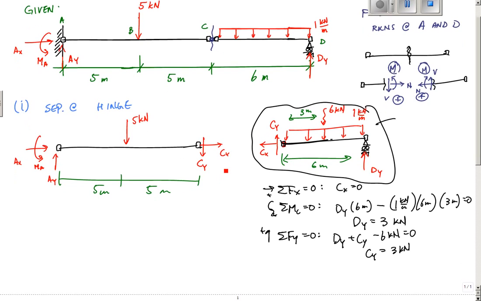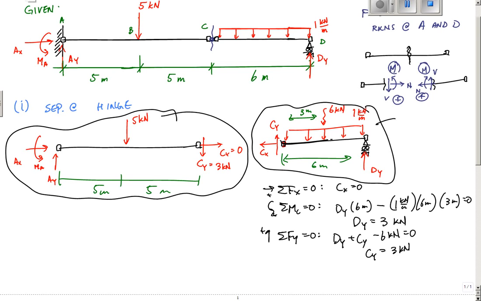Now I can apply this over here. So I don't mess around with the directions of the arrows or anything, but I do know that Cx equals 0. Cy equals 3 kilonewtons, right? And now I can go to this free body diagram right here and apply 3 equations and 3 unknowns. So here I apply the sum of the forces in the x equal to 0. This is trivial, and that tells me that Ax equals 0.